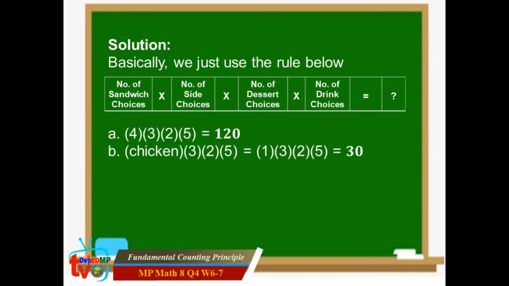Solution. Basically, we just use the rule below. Multiply the number of sandwich, number of side choices, number of dessert choices, and number of drink choices. So letter A, we have 4 times 3 times 2 times 5 equals 120. For letter B, we have 1 times 3 times 2 times 5 equals 30.